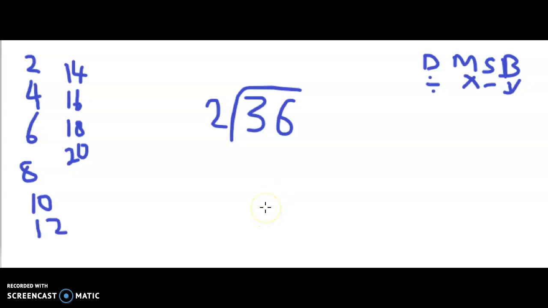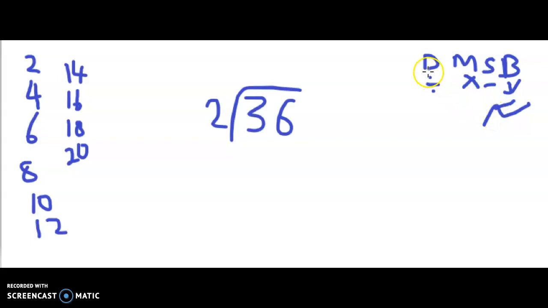Okay, so let's start with long division with some regrouping. We are going to divide 36 divided by 2. Please write with me: 36 divided by 2. The steps for long division are dead monkey smell bad, and then do again. So we do all the steps again.